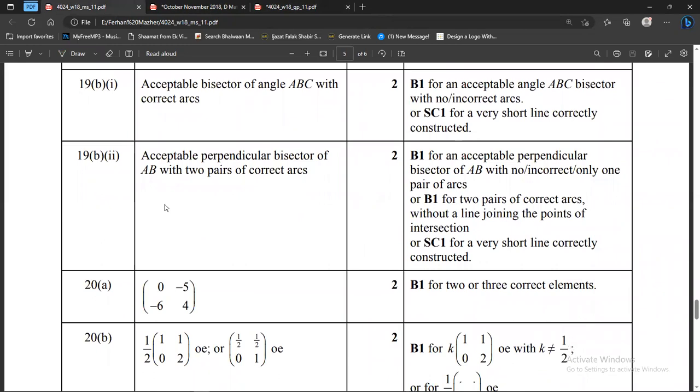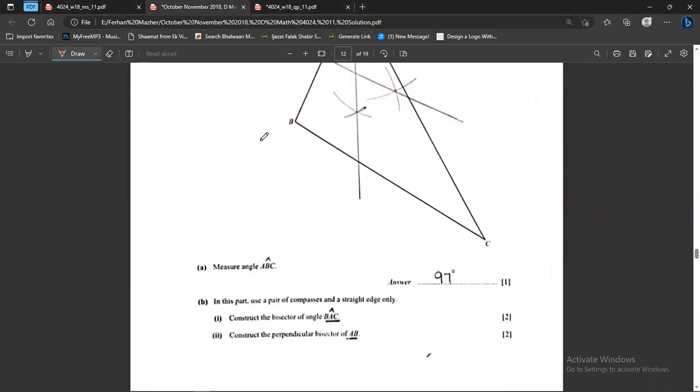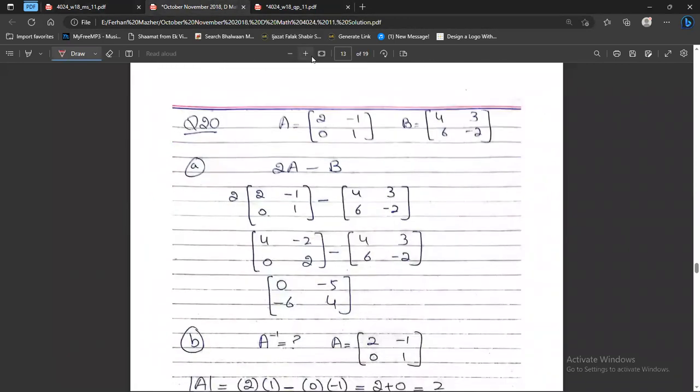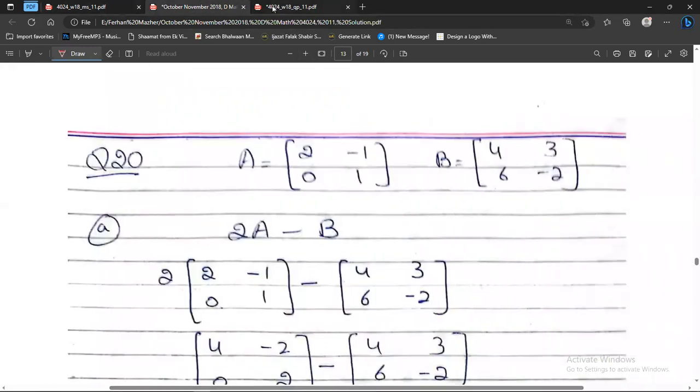The marking scheme is showing up on your screen. You can pause the video if you want more time with this marking scheme. So this is how this is done, and we are going to the next question.